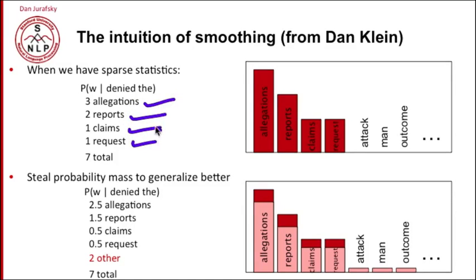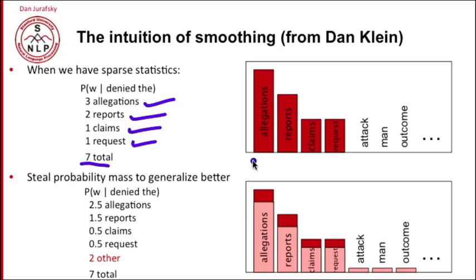And so we've computed probabilities. There were 7 total things following denied the, and we can get our probabilities of each of these things. But we would like to say, well, maybe denied the report might occur. Sorry, denied the report was in the training data. Denied the effort might occur. Denied the outcome might occur. So we'd like to steal some probability mass and save it for things we might not see later.